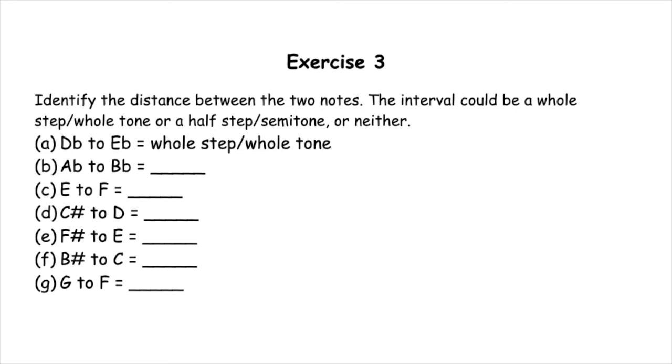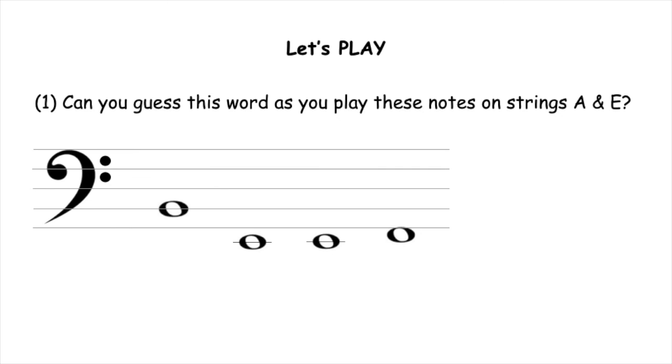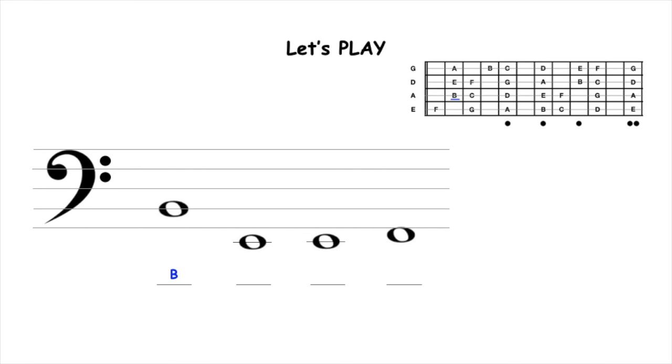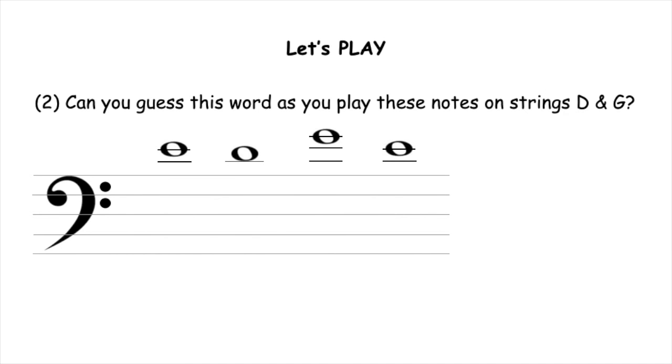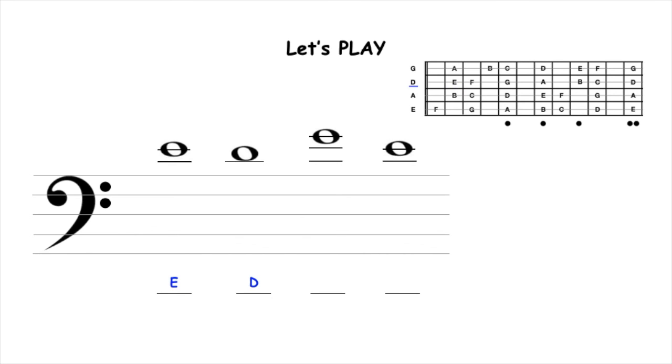Okay, let's play. Can you guess this word as you play these notes on strings A and E on your bass guitar? B, E, E, F. The word is beef. Now can you guess this word as you play these notes on the strings D and G? E, D, G, E. The word is edge.